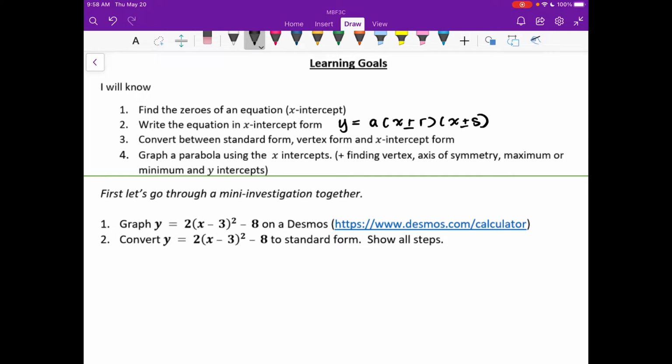So before we get started, I like to go through this mini investigation with you. I've given you the links to Desmos.com here, right? I was going to have you graph it yourself, but it just makes more sense if you go to Desmos and see what the graph looks like. So let's go to Desmos, put this into our Desmos calculator and see what the graph looks like.